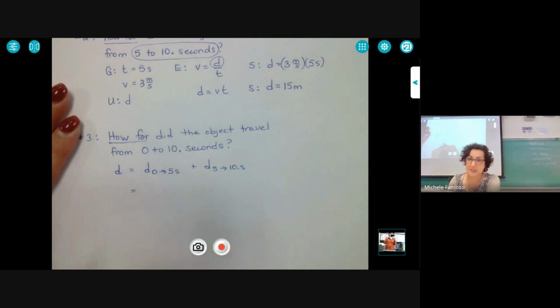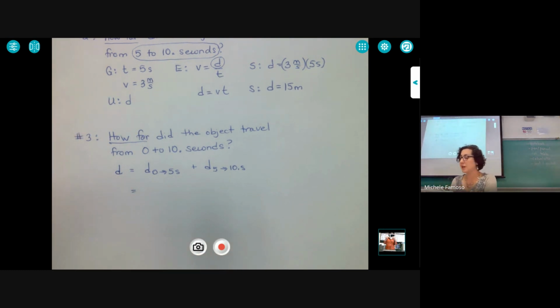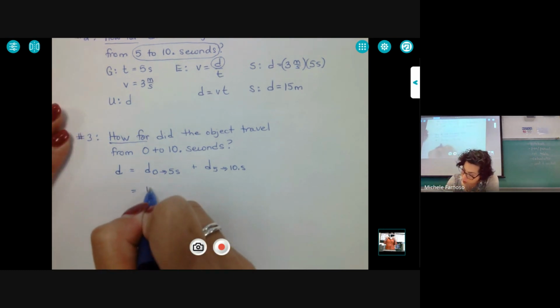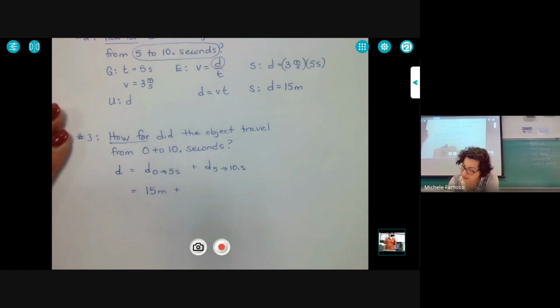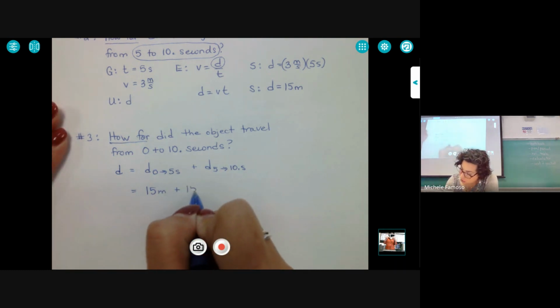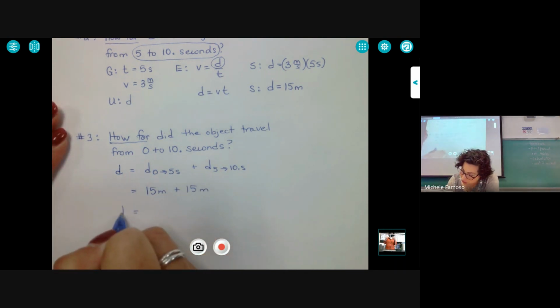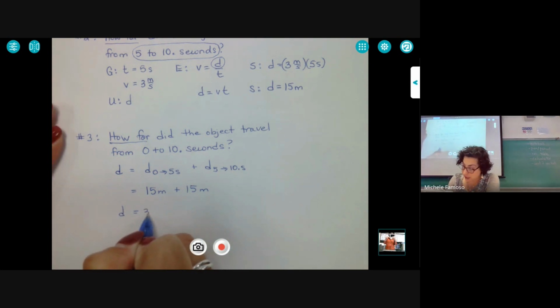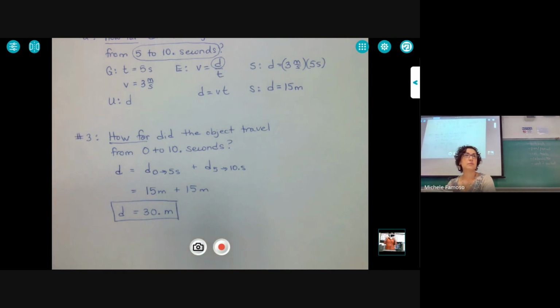So what was the distance traveled from 0 to 5 seconds? What was it from 5 to 10 seconds? So what is the total distance traveled? 30 meters. That's 3 of the questions of the 6 that I want to tackle with you from that one graph. Can I go on to another?